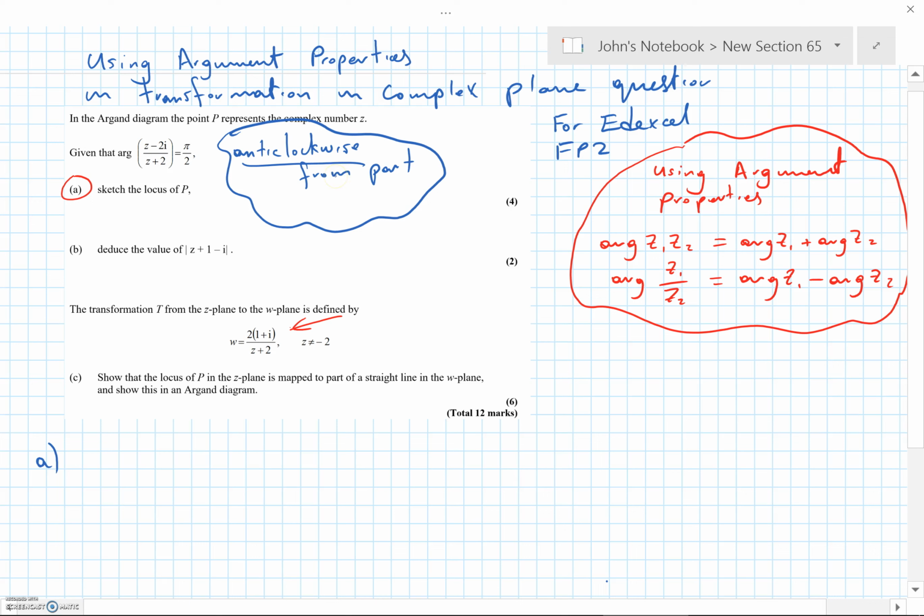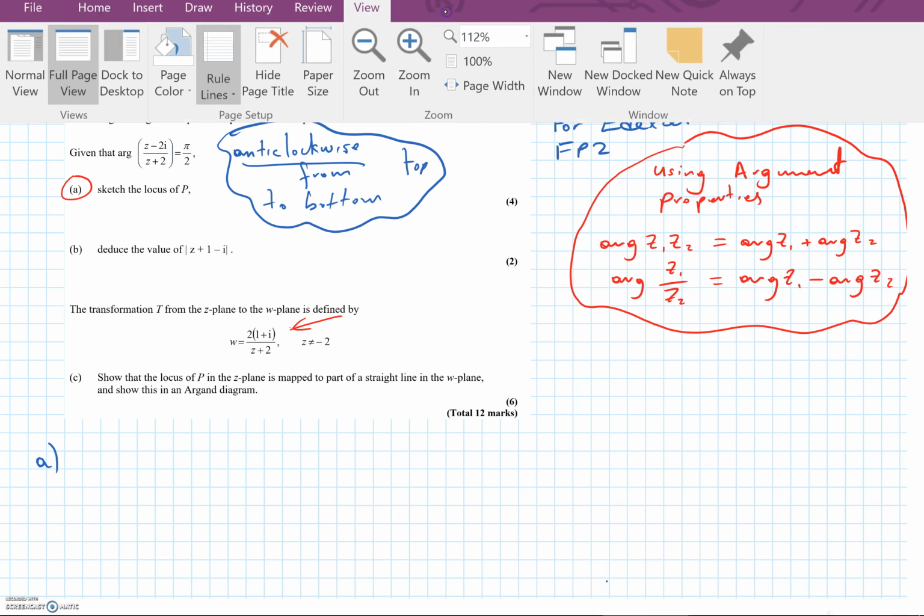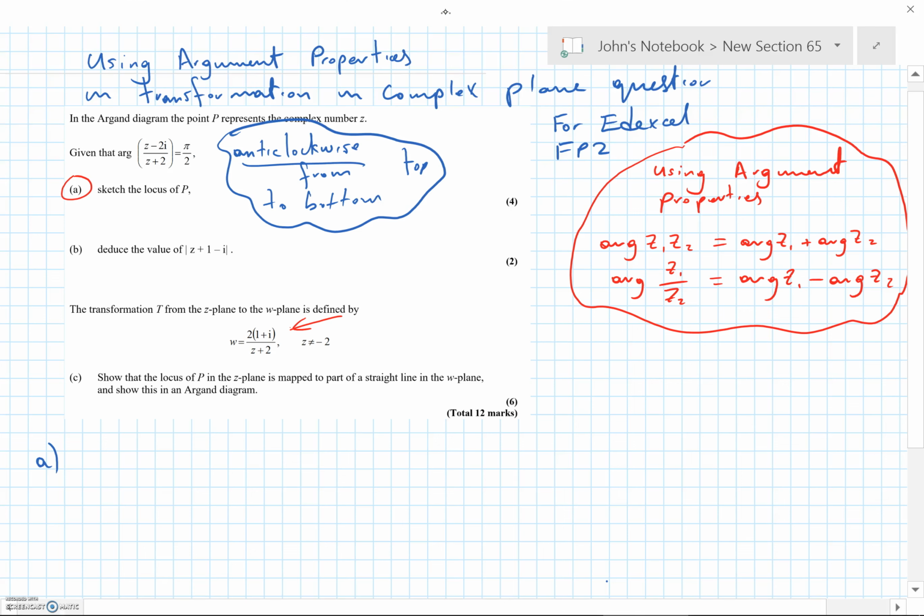It goes anti-clockwise from the top to bottom. Let's write that down. Top to bottom. So let's just do it.